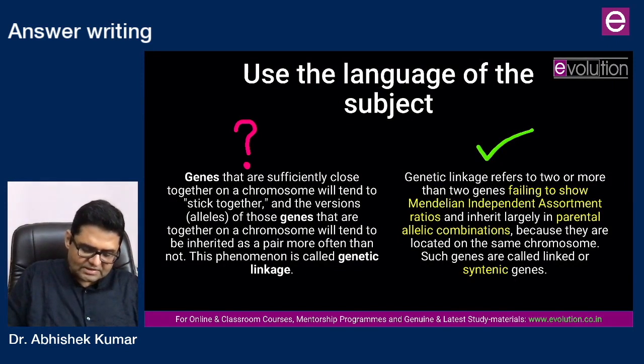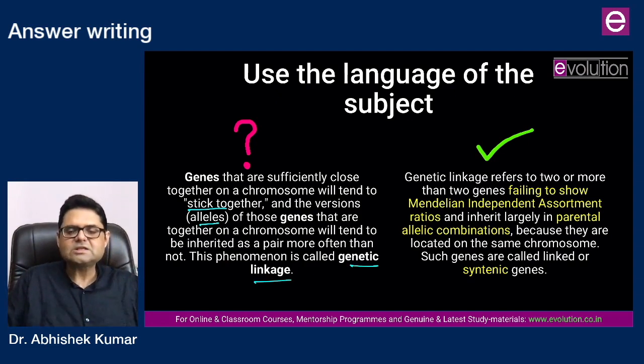So genes that are sufficiently close together on a chromosome will tend to stick together, and the versions, that is alleles of those genes that are together on the chromosome, will tend to be inherited as a pair more often than not. This phenomenon is called genetic linkage.